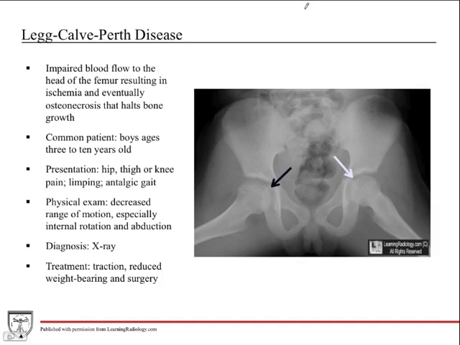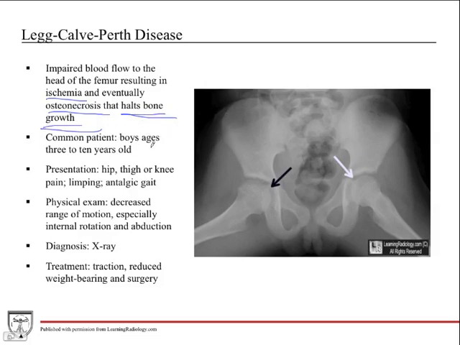So a couple of pediatric hip disorders we'll cover here. So Legg-Calvé-Perthes Disease. This is basically a pediatric AVN. So what happens here is you have impaired blood flow to the head of the femur, resulting in ischemia and then eventually osteonecrosis that halts the bone growth. So that's the big problem with kids, is that they're still growing, so this would halt the bone growth.